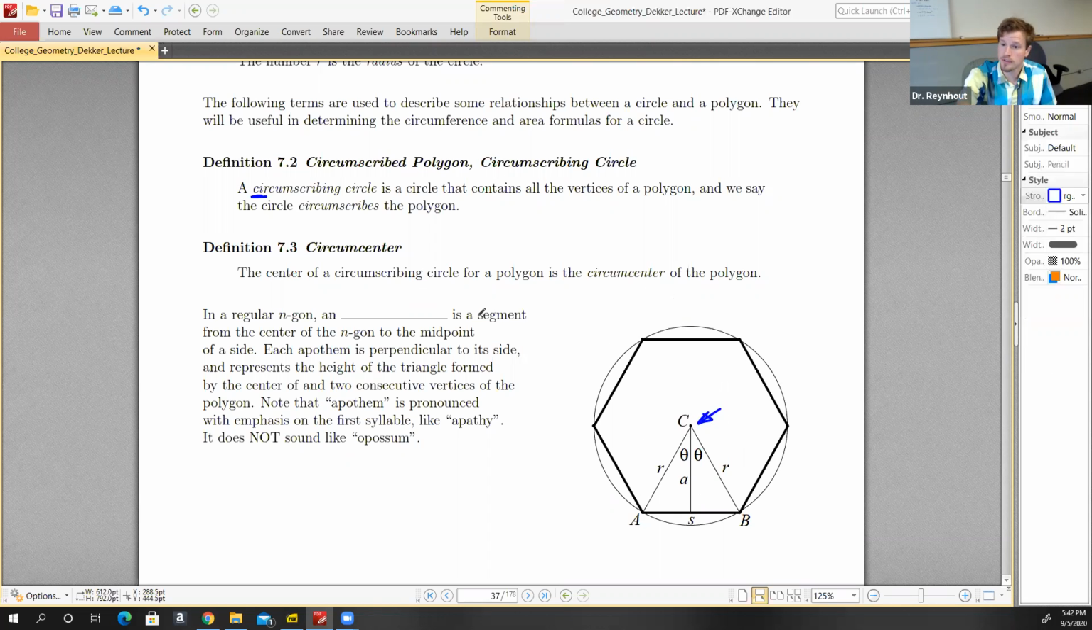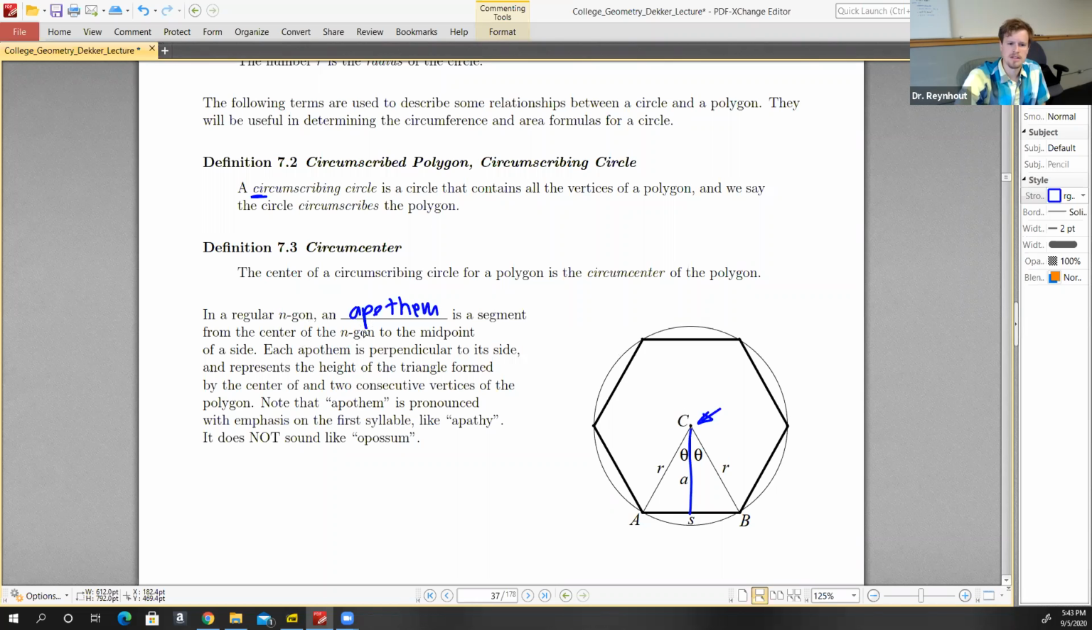And we have a little bit of further interesting information, which may not initially sound interesting, but with a little bit of extension, we can find something interesting. So in a regular n-gon, an apothem is a segment from the center of the n-gon, right, from the circumcenter to the midpoint of a side. So here we have A, which is that apothem. Okay, so this line here is the apothem of our diagram, of our hexagon here.